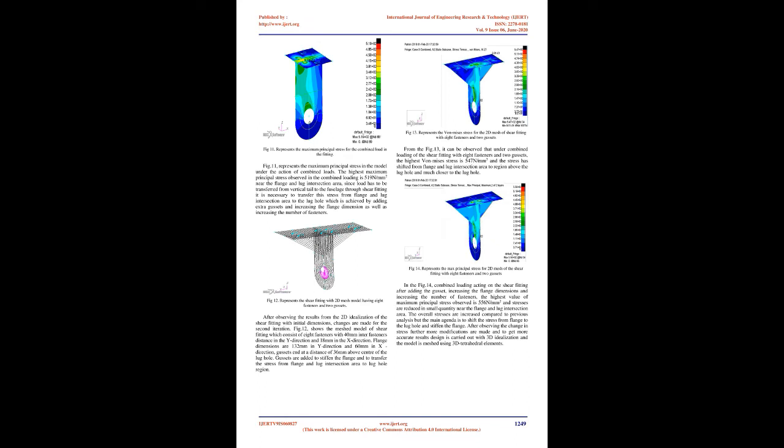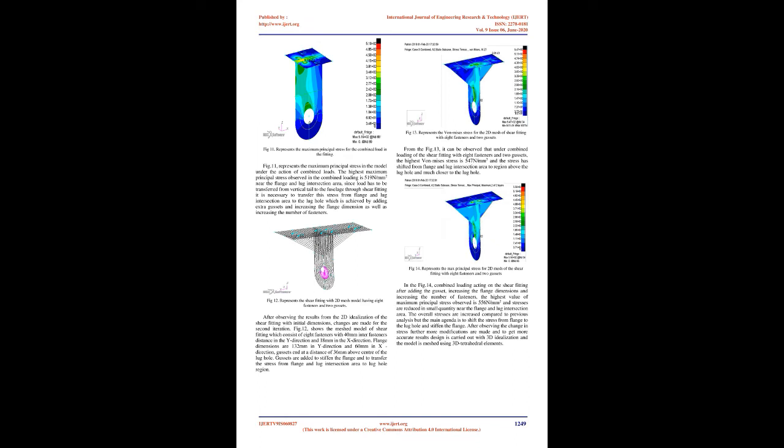Fig. 11 represents the maximum principal stress in the model under the action of combined loads. The highest maximum principal stress observed in the combined loading is 519 N/mm2 near the flange and lug intersection area.